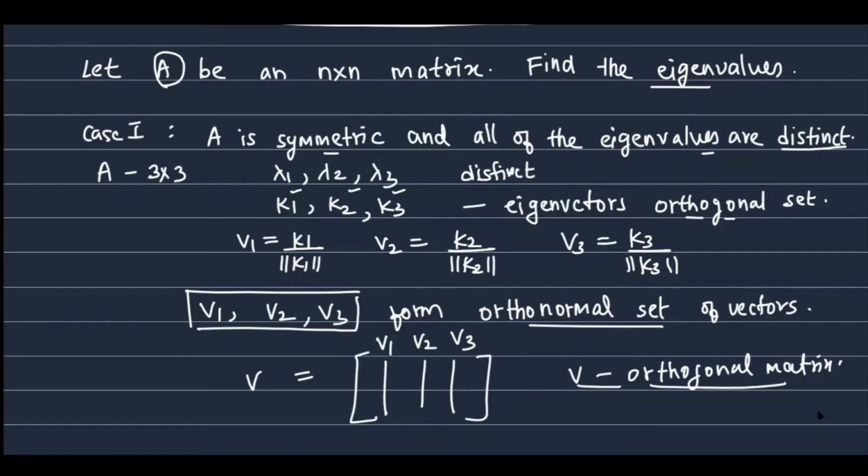Now suppose that the eigenvalues are not distinct. Some of the eigenvalues are repeated. If the eigenvalues are repeated, then the eigenvectors corresponding to those eigenvalues need not be orthogonal, so we cannot proceed in this way. Or if the matrix A is not symmetric, we cannot proceed in this way. In those cases, we will use the Gram-Schmidt process to get the orthogonal set of vectors.